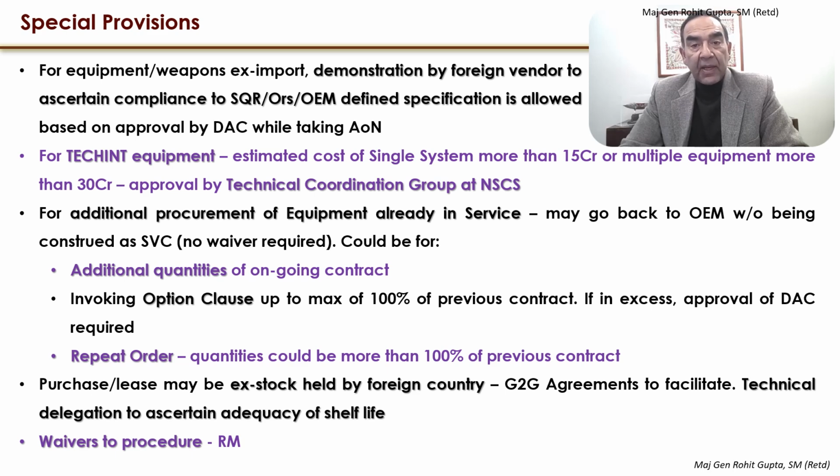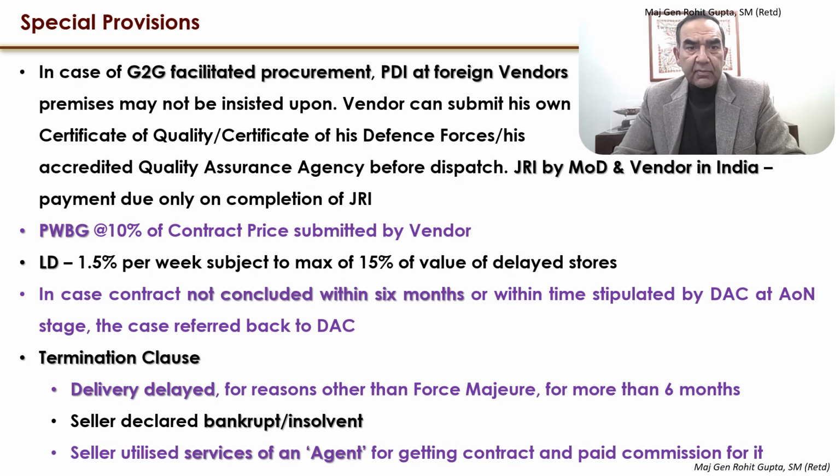Waiver of procedure is by the Raksha Mantri only. In case of a government-to-government facilitated procurement, the PDI, pre-dispatch inspection at the foreign vendor's premises, may not be insisted upon. The vendor can submit his own certificate of quality, certification of his defense forces, or his accredited quality assurance agency before dispatch. However, in this case, a joint receipt inspection, the JRI, by the team of the MOD and vendor combined in India has to be carried out.